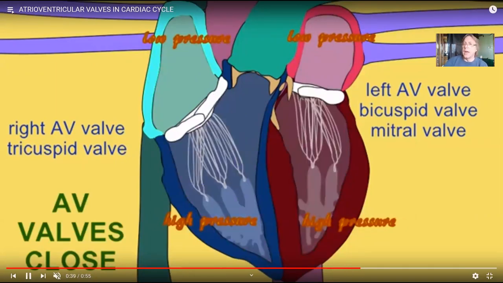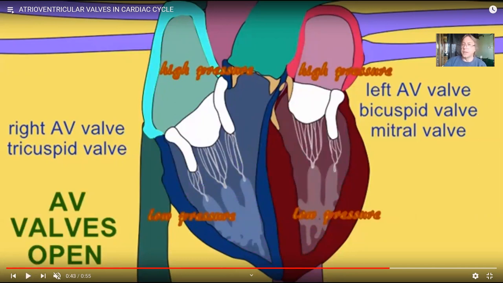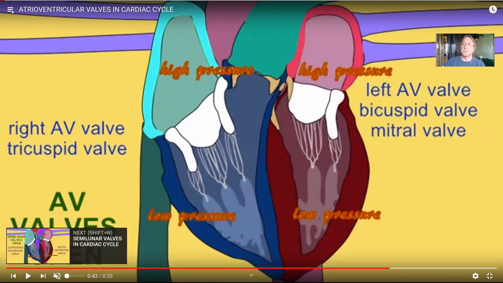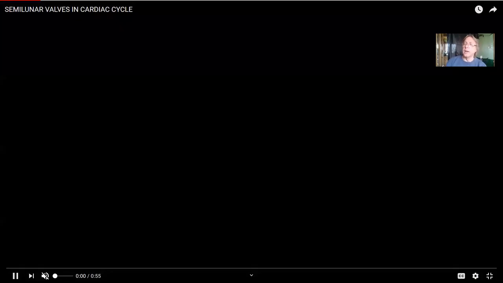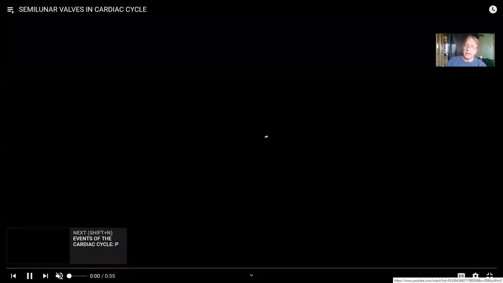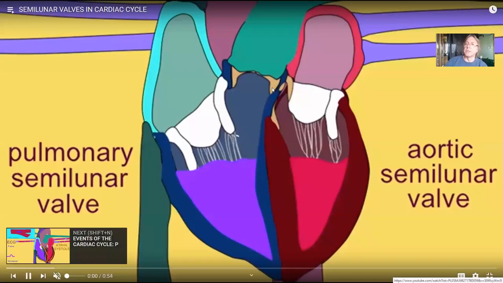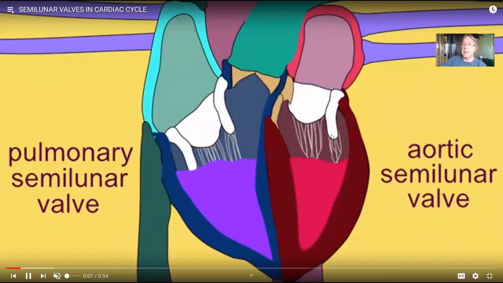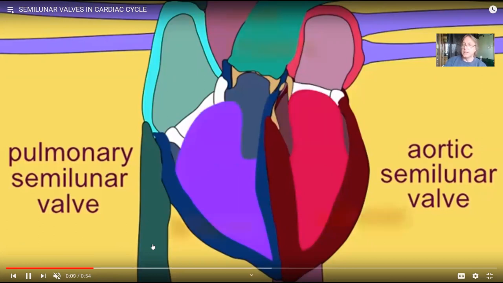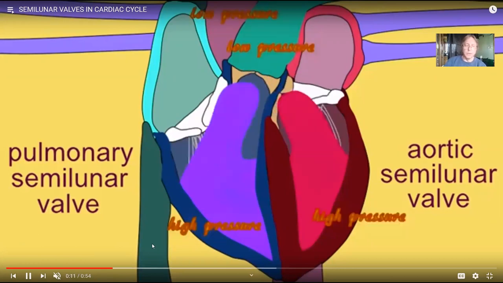Okay, so the atrioventricular valves open and close because of pressure. At no point do muscles, say, pull them closed. They open when blood is trying to go the right way into the ventricles. They close when blood is trying to go the wrong way back into the atrium. And then the same thing applies to the semilunar valves. They will open when blood is trying to go the right way. So we want blood to leave the ventricles and go into these vessels.